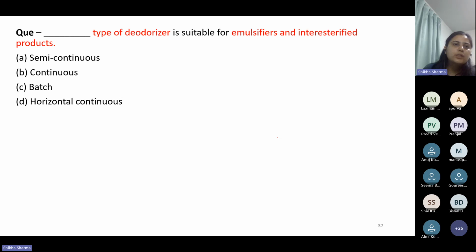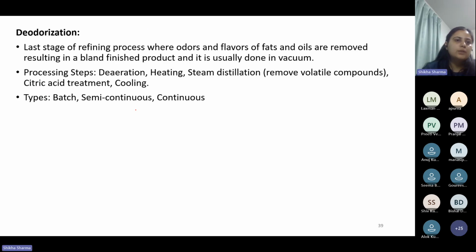Let's move to this question where we have some types of deodorizers. Which type of deodorizer is suitable for emulsifiers and interesterified products? Semi-continuous, continuous, batch, horizontal, continuous. So batch is the correct answer.